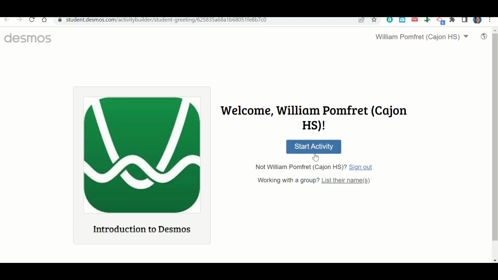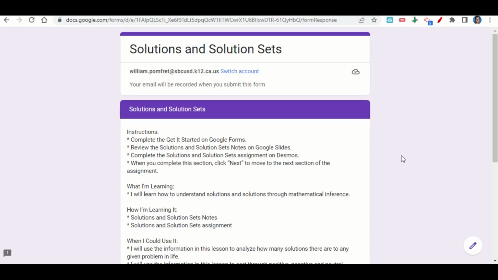From there, I'm just going to click Start the Activity, and it will take me into the assignment and allow me to begin. So that's how you will log in to Desmos using Google. Let's take a look now at the Solutions and Solution Sets assignment.